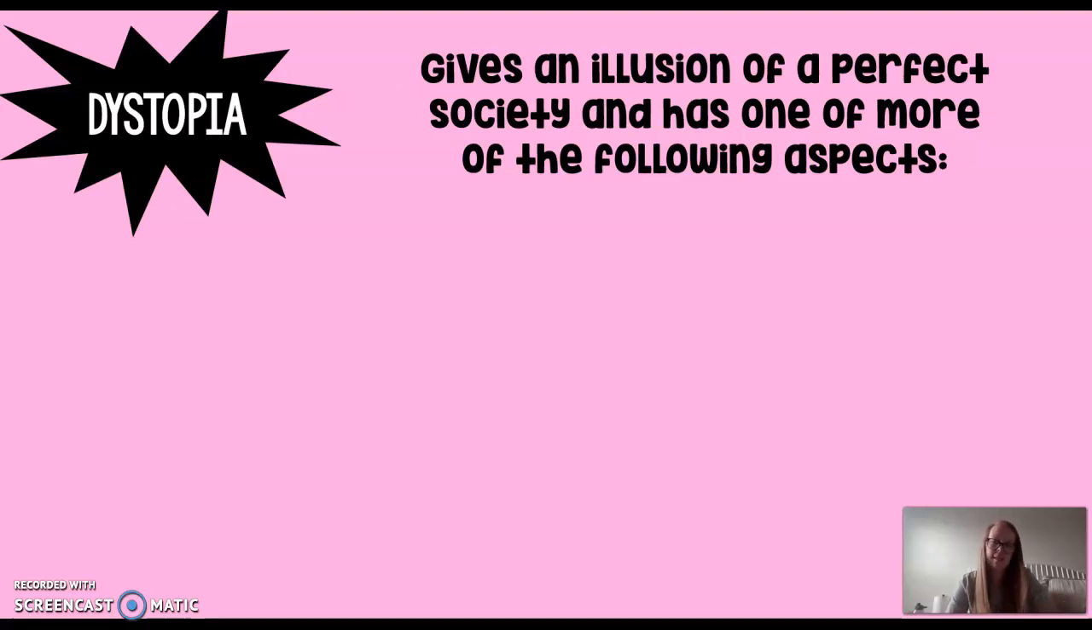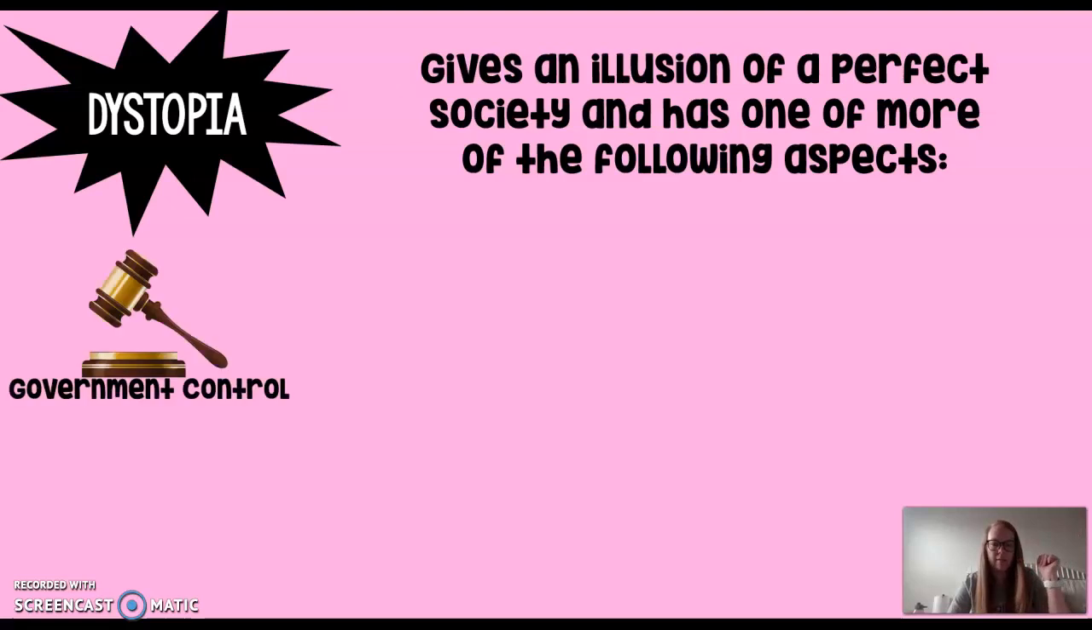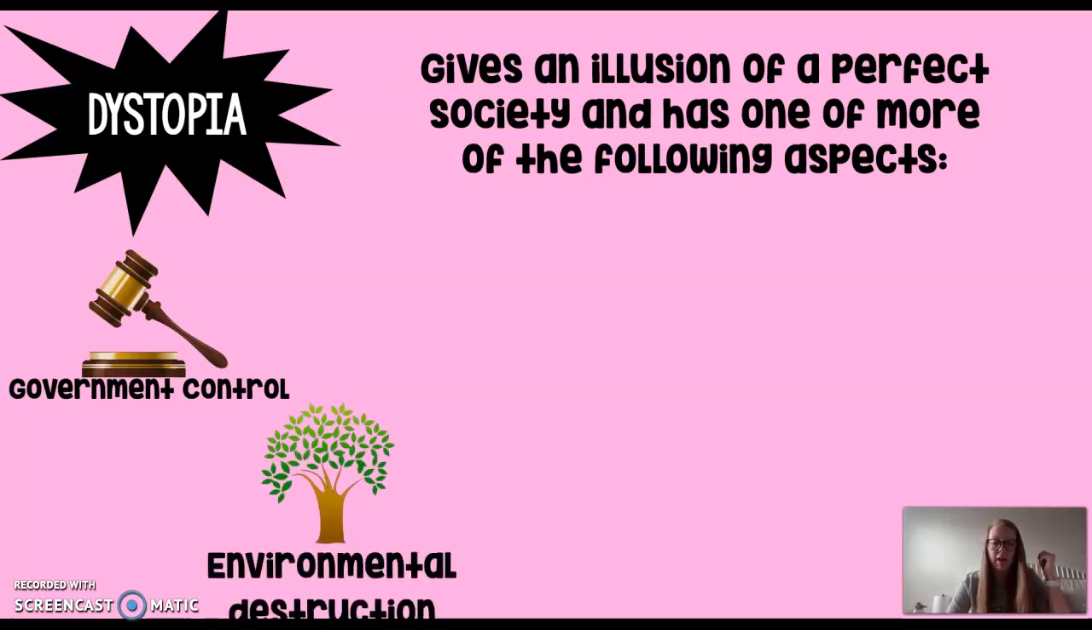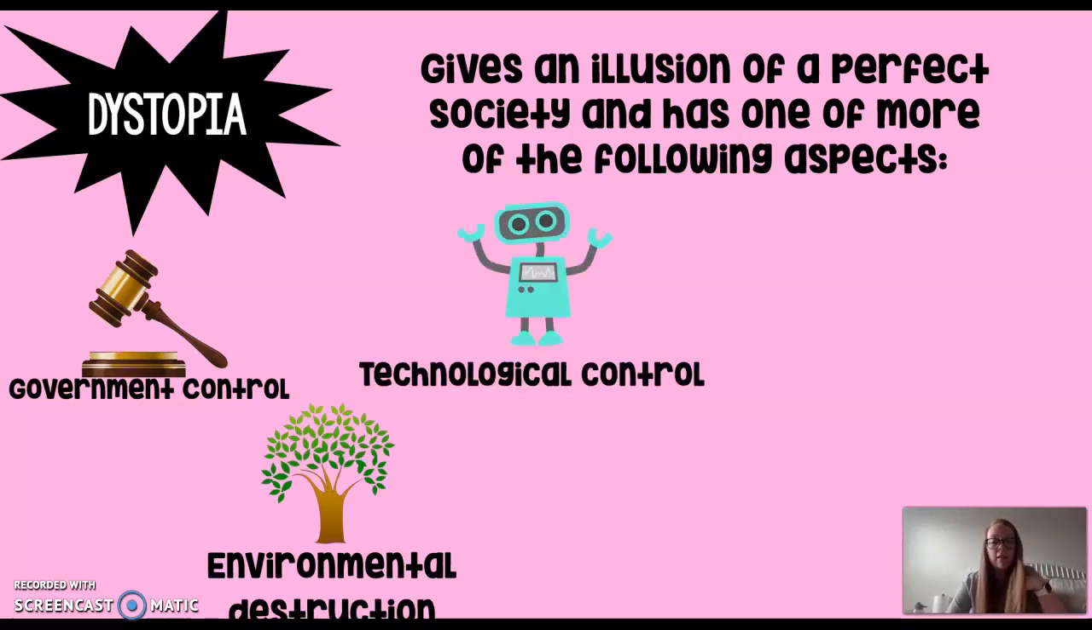So, a dystopia gives an illusion of a perfect society that has one or more of the following aspects. Dystopias usually start out looking like utopias, the perfect place. But then once we continue reading dystopias, we see that they have a few of these aspects. Either the government controls everything, what you wear, what you eat, what you do, everything. That is one part. Environmental destruction. Maybe no one can go outside because there's so much pollution.